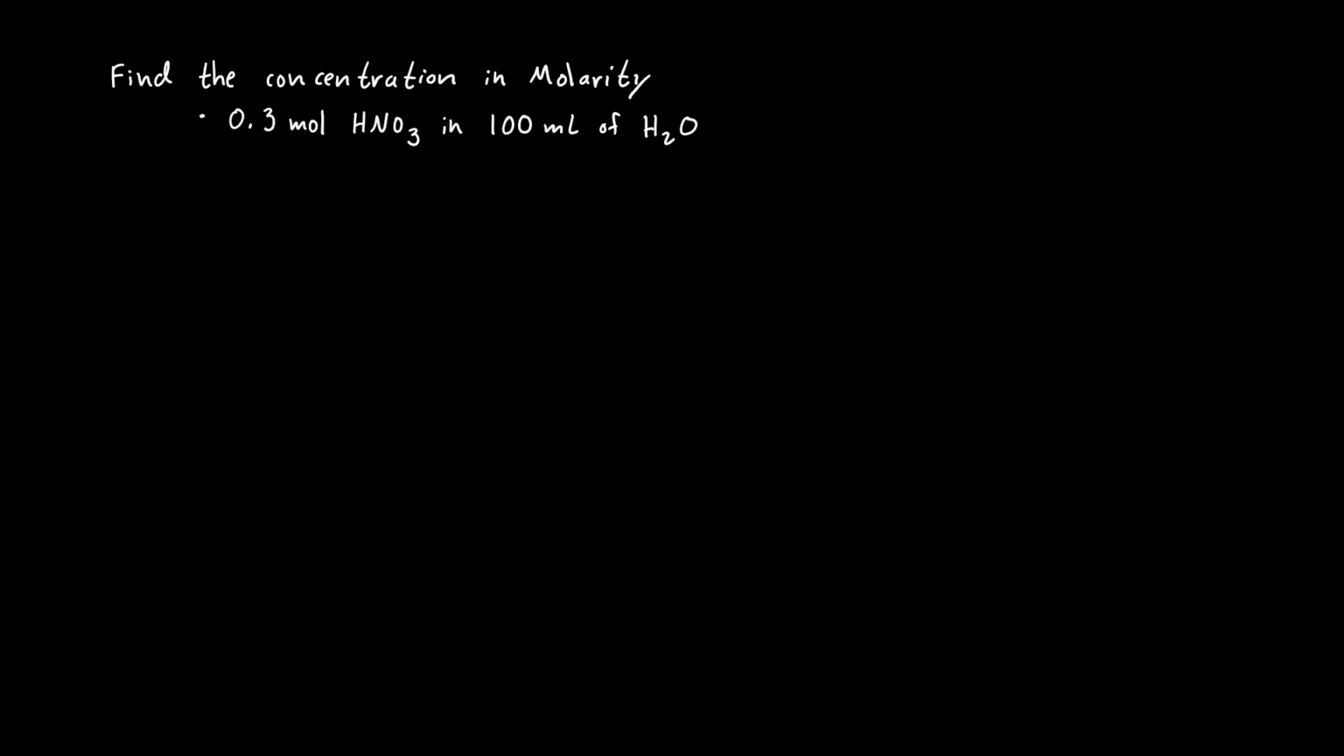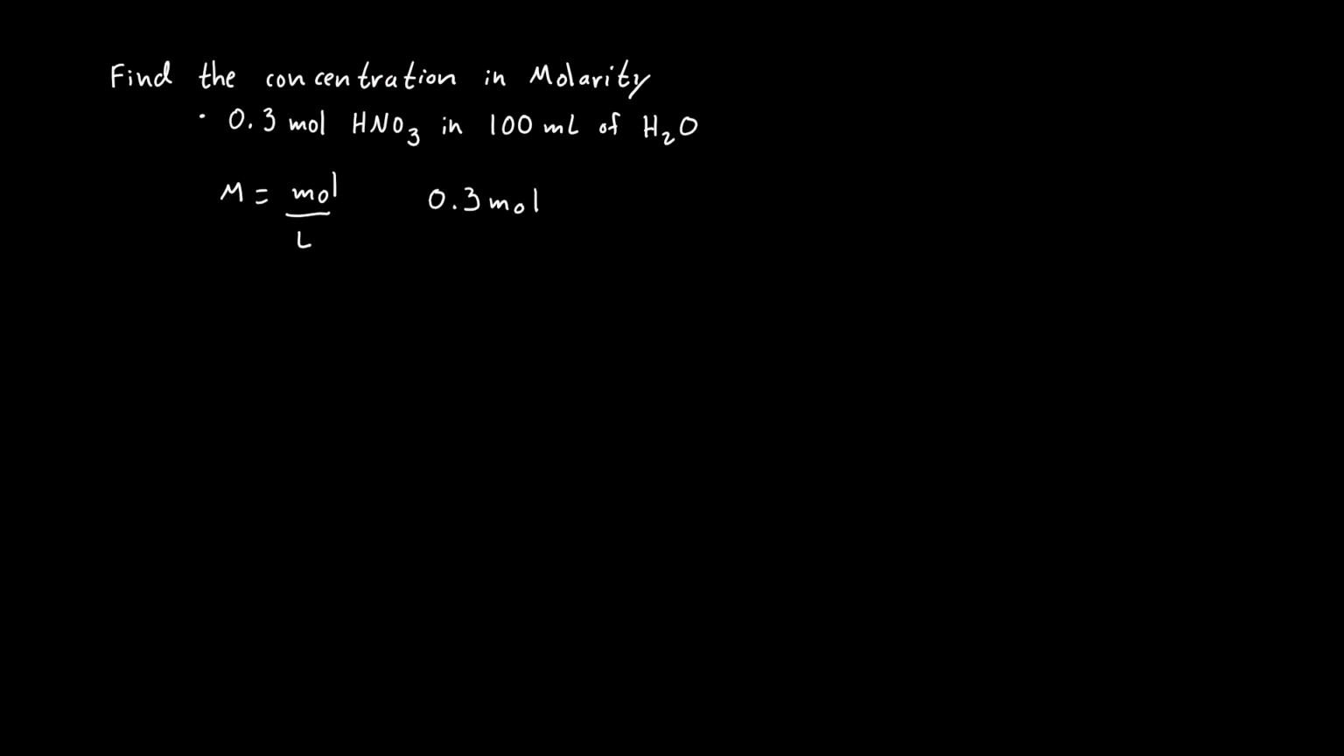So now let's do some examples. So here we're given 0.3 moles of HNO3 in 100 milliliters of H2O. So molarity is equal to the moles of solute divided by liters. So here we're given our solute as HNO3, and we have 0.3 moles. So that will go on the top of our fraction. Now we have 100 milliliters as our total volume.